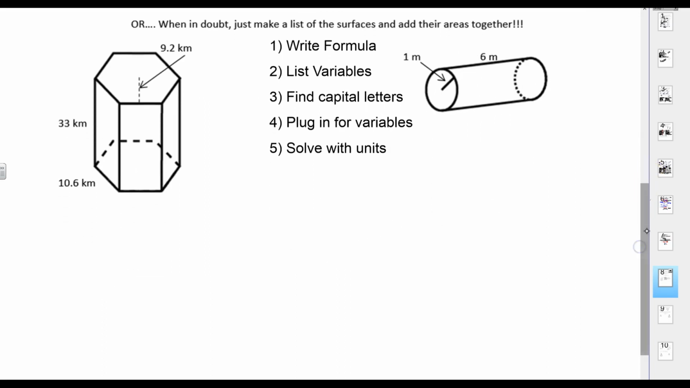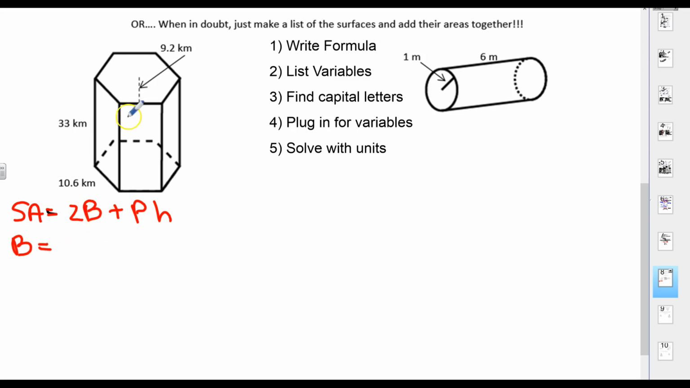So let's take a look real quick at this first figure. This figure here is a hexagonal prism, which means that my bases are the two hexagons, and the lateral area would be equal to 6 rectangles. So I'm first going to list my formula. It's a prism, so surface area equals 2 times the area of the base plus perimeter of the base times height. So things I need: a base.